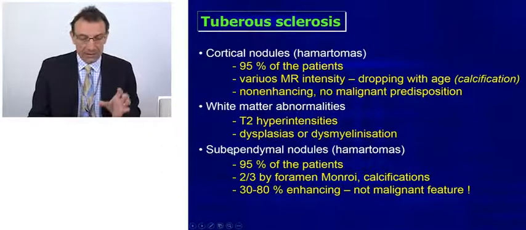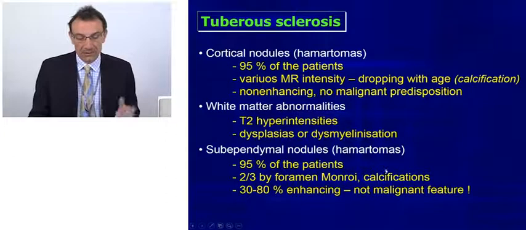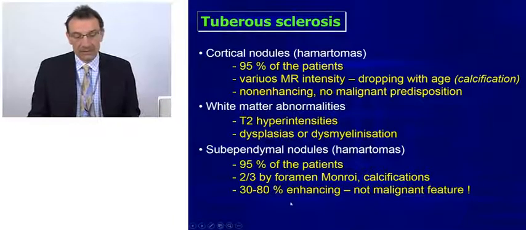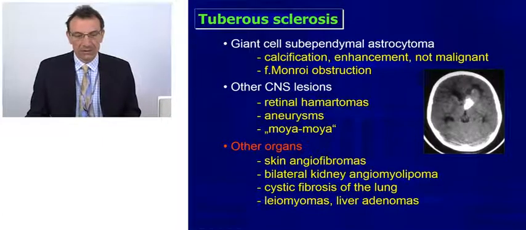Another region is the subependymal nodules, subependymal hamartomas. Almost all patients have these cortical and subependymal lesions, and they also calcify, and they are close to the foramen of Monro, or should be everywhere subependymally, but near the foramen of Monro, and they are enhancing. About half of them, 30 to 80%, you can see the range is quite high, enhance, but this is not a malignant feature. This is really important to know.